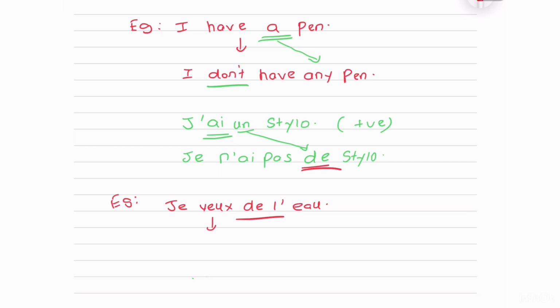So this becomes: veux is my verb, from vouloir, to want. Ne before it, pas after it.